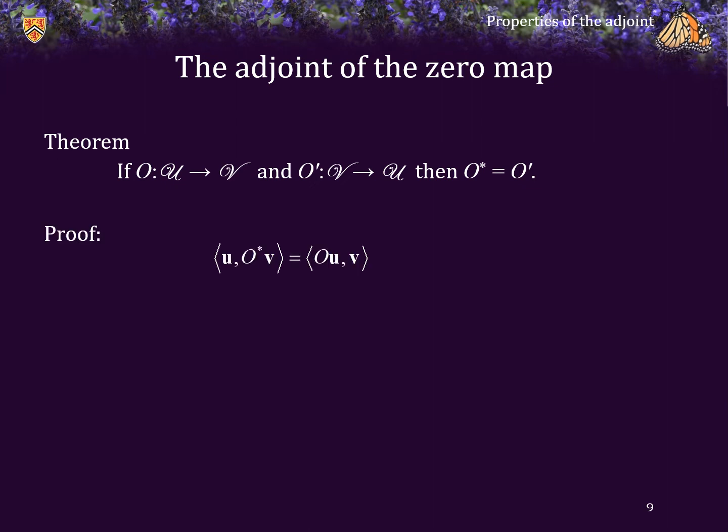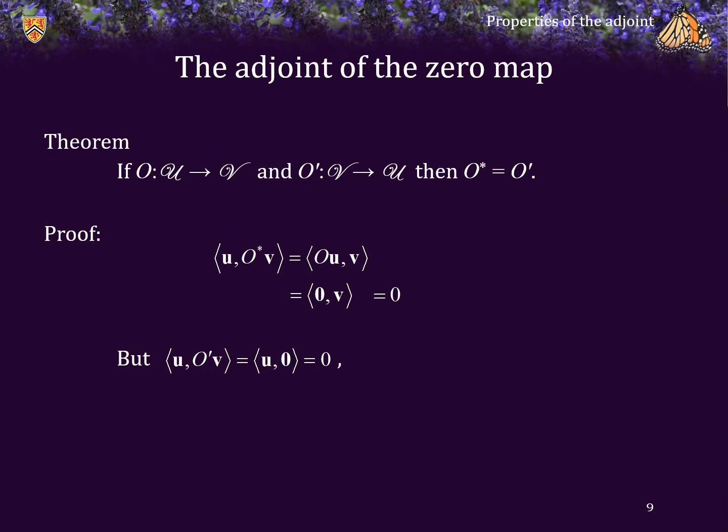Proof. Well, by definition, the adjoint of the zero map is the map that satisfies this condition. However, the zero map applied to U is equal to the zero vector in V, and the inner product of the zero vector in V with any vector in V is equal to 0.